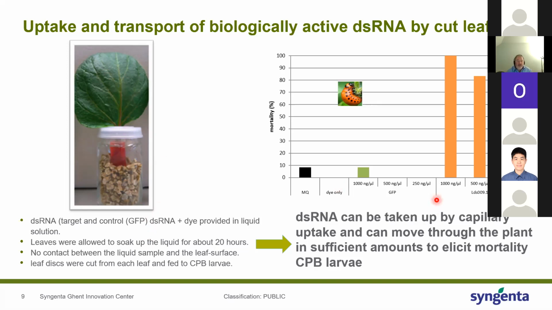And as you can see here on the right-hand side that, yes, you can really, let's say, deliver by this kind of method biologically active double-stranded RNA in the plant tissue and at a high enough dose to really kill a feeding insect, as you can see here. As control, we used double-stranded RNA against GFP or dye only. And so it was clear that through capillary uptake, you can move double-stranded RNA inside the plant to sufficient amounts to have an effect in feeding larvae.